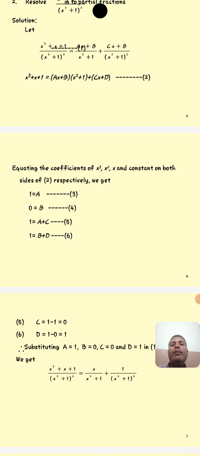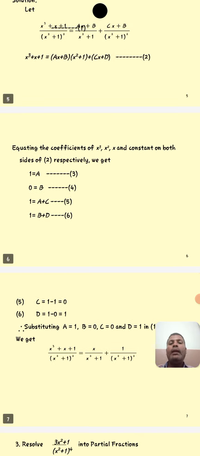The same way comparing the coefficient of x square. In the left side the x square is not available, so we have to take 0. In the right side b is there. This is equation number 4. Now comparing the coefficient of x terms. In the left side part 1 is there, in the right side part a plus c is there. This is equation number 5.